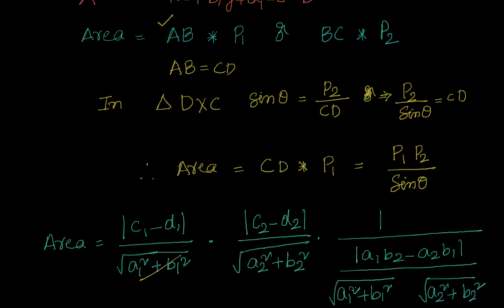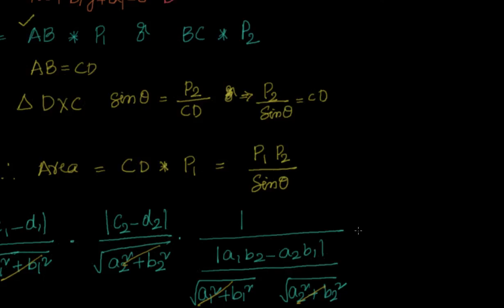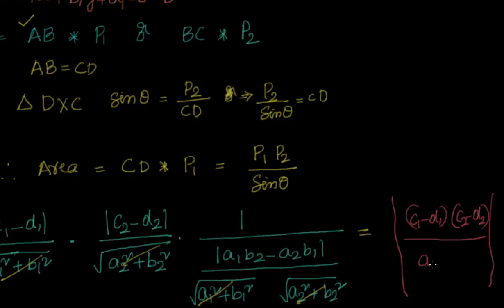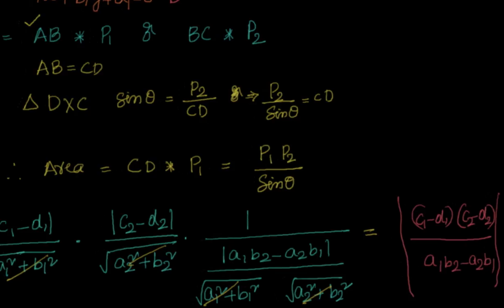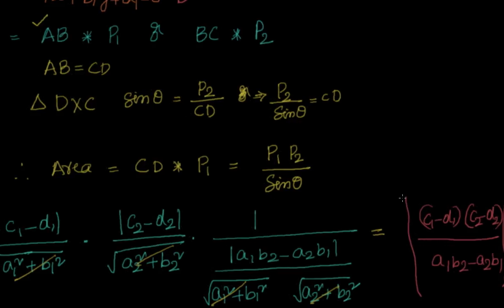Cancel out A1 square plus B1 square, A2 square plus B2 square. We are left with the answer as modulus of C1 minus D1 into C2 minus D2, divided by A1 B2 minus A2 B1, because the area cannot be negative. So when we multiply them, we should have everything to be positive. So it is C1 minus D1 into C2 minus D2 by A1 B2 minus A2 B1.